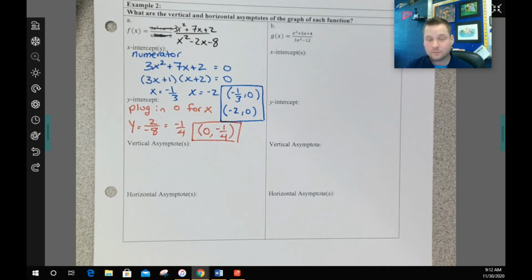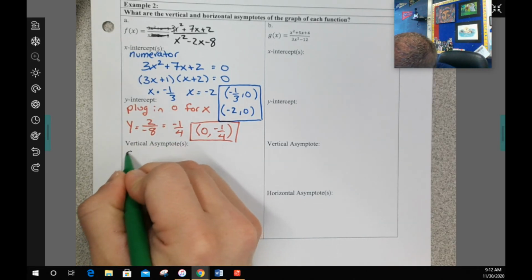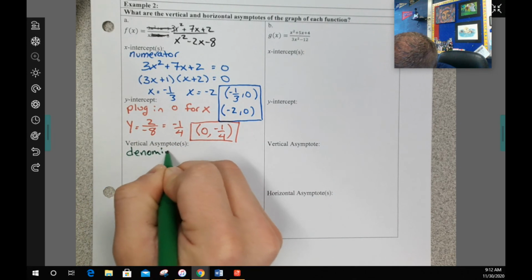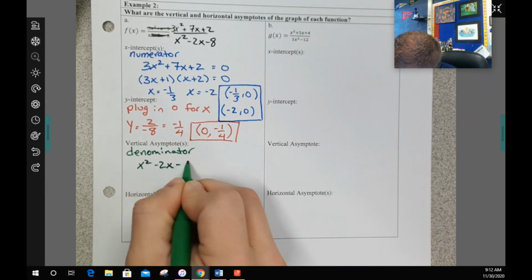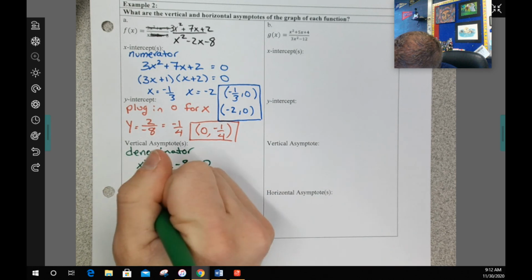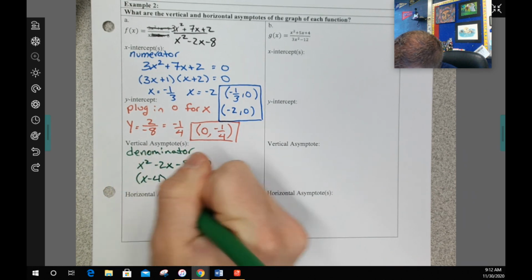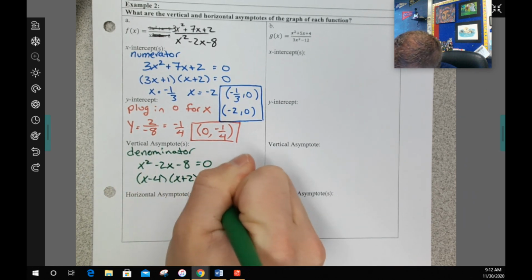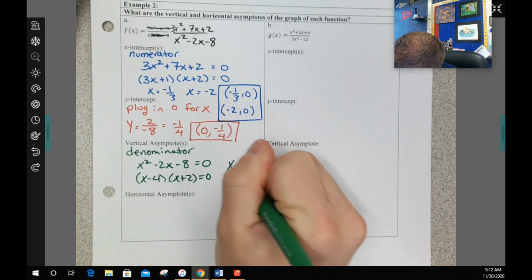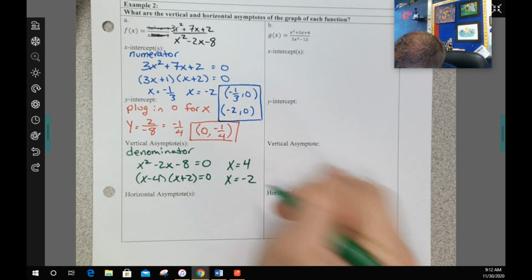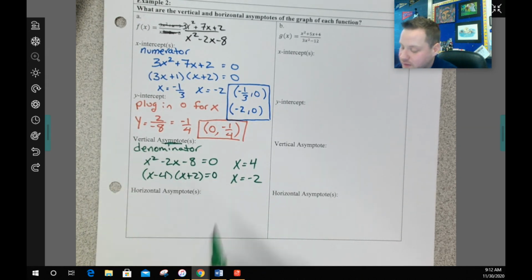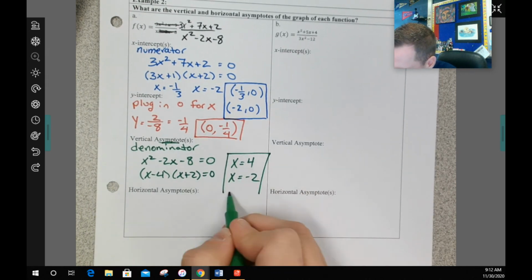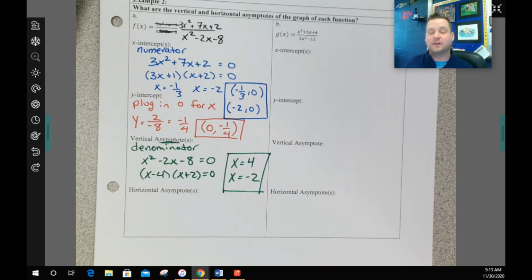Vertical asymptote, remember, it goes with the denominator. So we take our denominator, x squared minus 2x minus 8, set it equal to 0. So we get (x minus 4)(x plus 2) equals 0. We solve and get x equals 4, x equals negative 2. Remember, an asymptote is a line, so you need equations, and we have the equations. So I go ahead and just put x equals 4, x equals negative 2. Those would be my dotted lines going up and down.